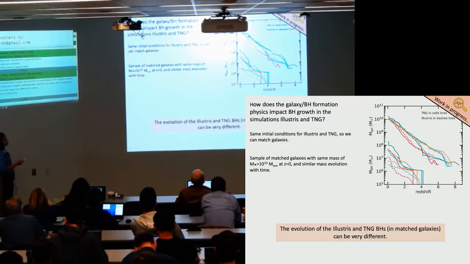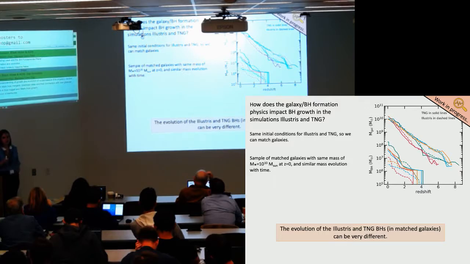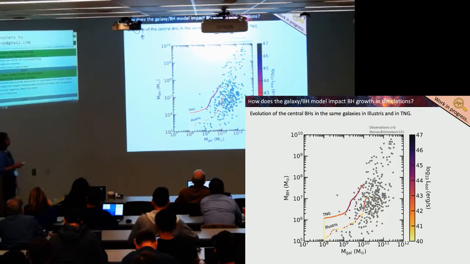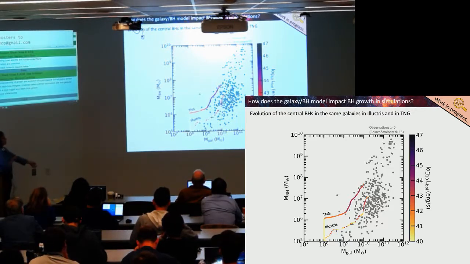So for the same stellar mass evolution galaxies, the black holes are very different. So you see that changing the galaxy and the black hole physics model in simulation can have strong implications for the growth of supermassive black holes. Just to show you this in more detail, I'm showing the black hole mass-stellar mass relation. Gray dots are from Reines and Volonteri. It's an observational sample at redshift 0 or so, color-coded by bolometric luminosity.